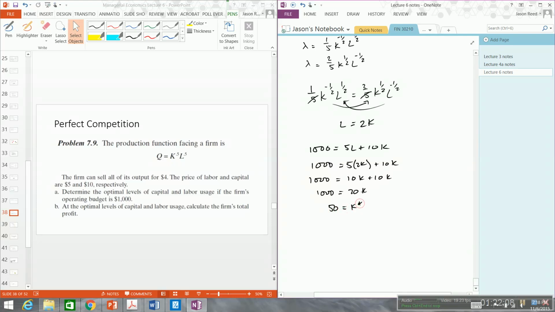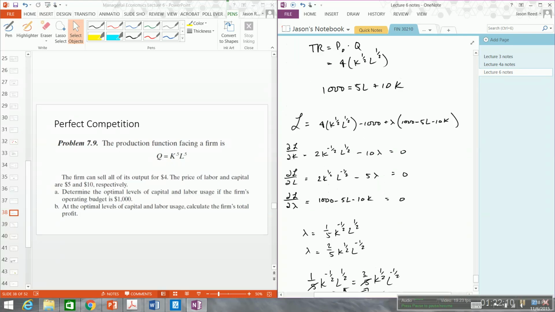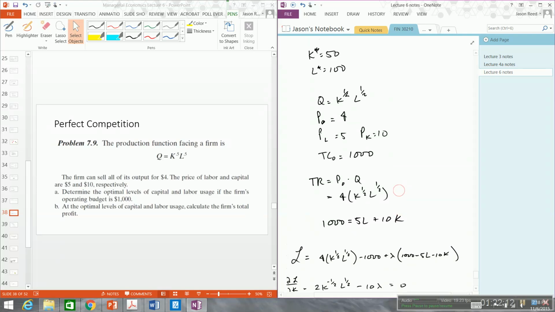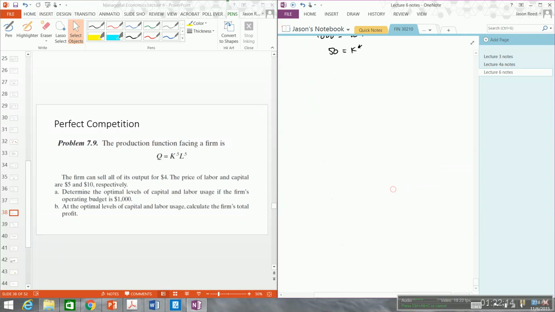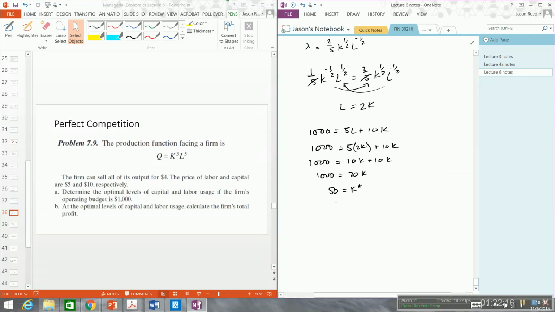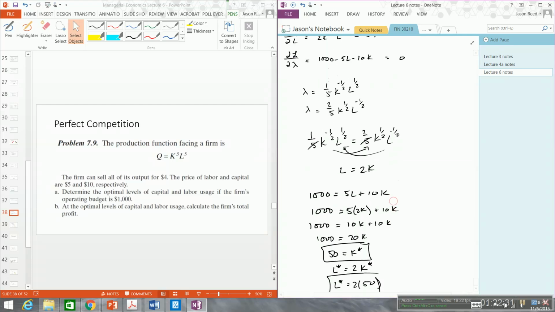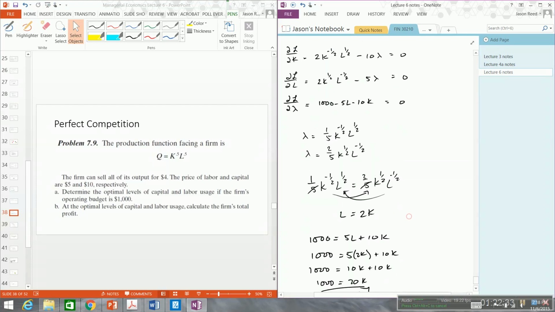That's exactly what we found before. We had K was equal to 50 up here. So now let's plug in for L. So we know L star has to be equal to 2 times K star. So L star is equal to 2 times 50. So that we have L star being 100 and K star being equal to 50. That's great. So now we've solved the exact same solution that we did before.